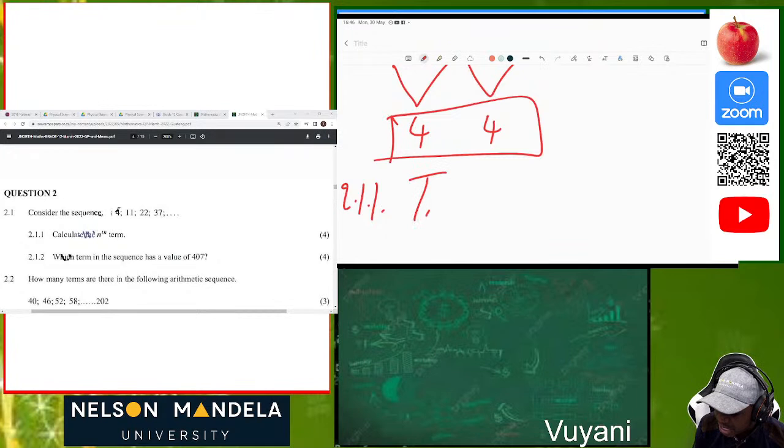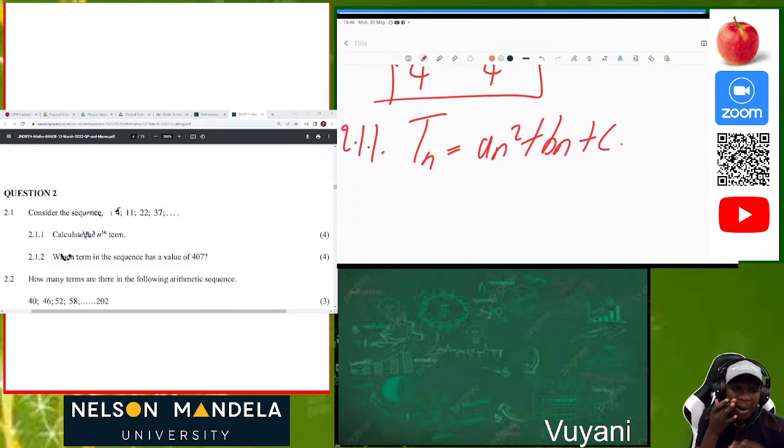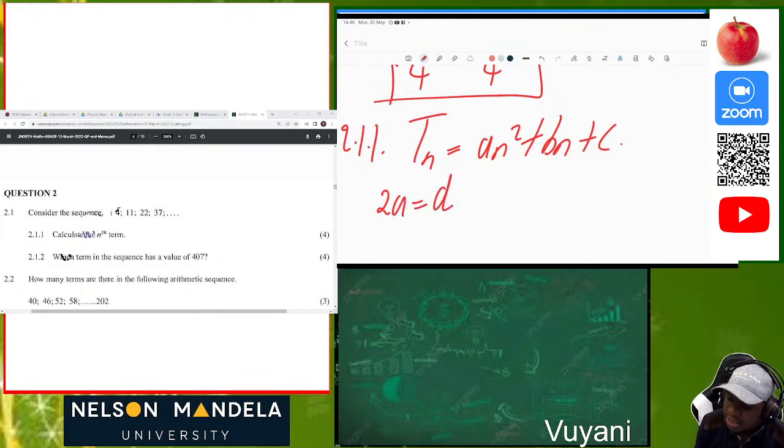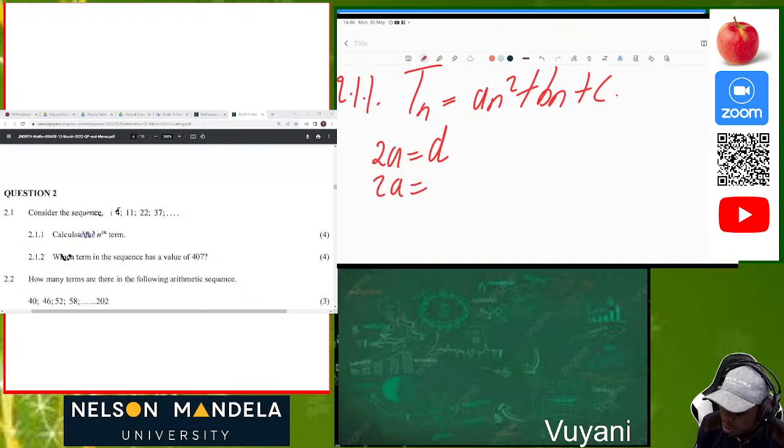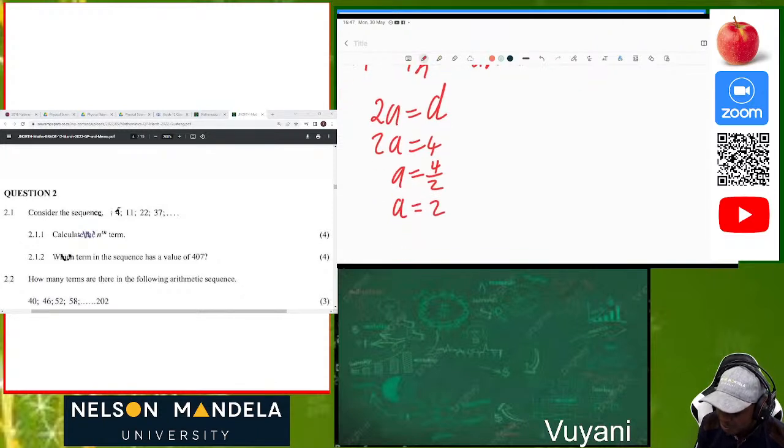So the nth term for a quadratic pattern is an squared plus bn plus c. Now, how can you find a? It's easy. We know that 2a is equal to d. What is d? D is the second common difference, which is equivalent to 2. So 2a will be equal to 4. Then our a will be equal to 4 divided by 2. Then your a will be equal to positive 2.